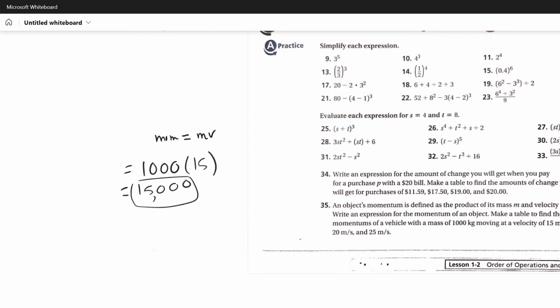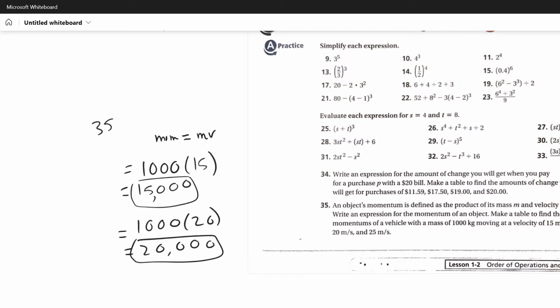And then if it's 1,000 times 20, well, I think that's about 20,000 according to my calculations. That's the second answer. This is all for number 35, right? And then finally, we have 1,000 times 25, which is probably about 25,000. And there you go.